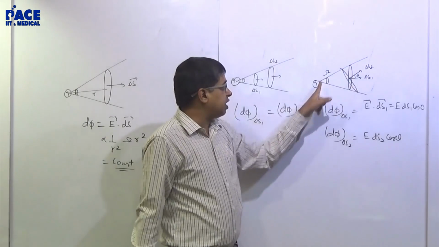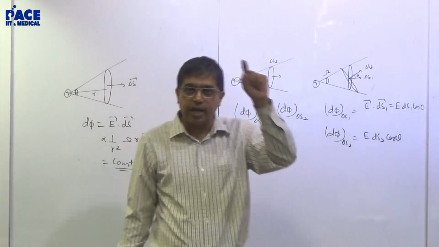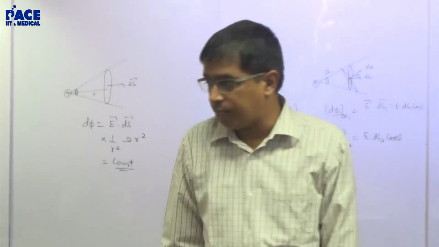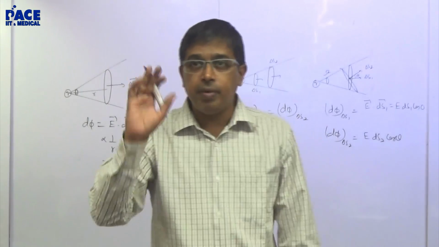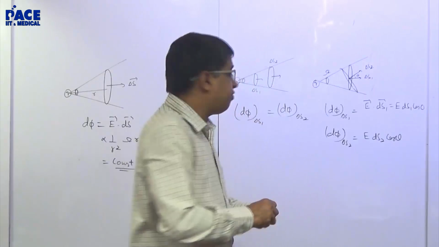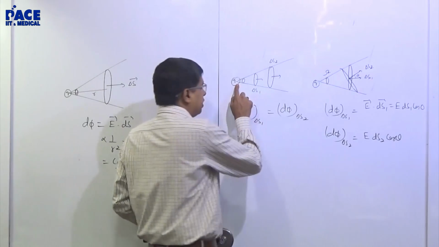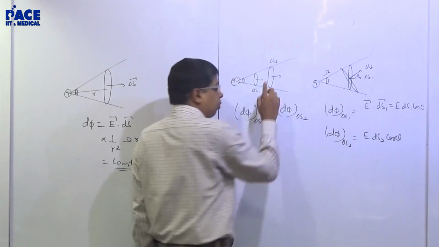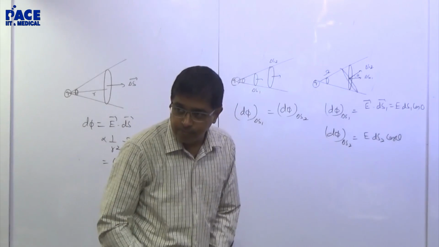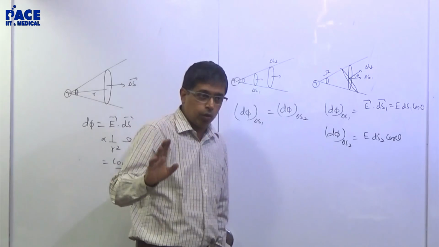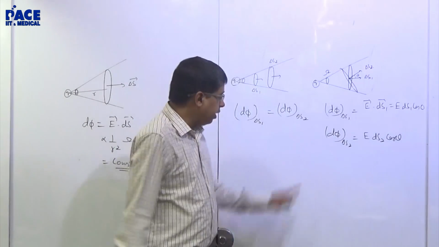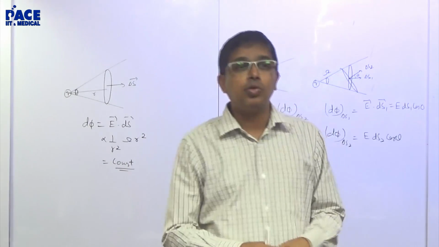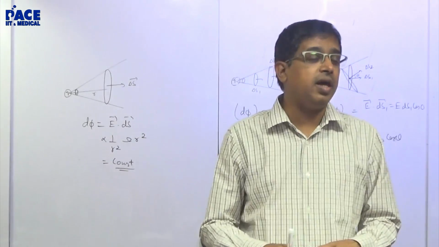Hence, if two surfaces subtend the same solid angle at a point charge, flux through both the surfaces will be the same. I repeat, please pay attention here. If two surfaces subtend the same solid angle at a point charge, then the flux through both the surfaces will be the same. Is it logical to you? Then Gauss said, for a closed surface angle subtended is always 4 pi. So flux through a closed surface should always be the same.